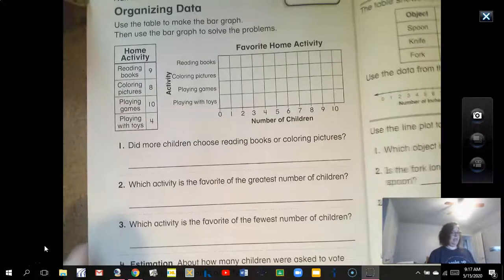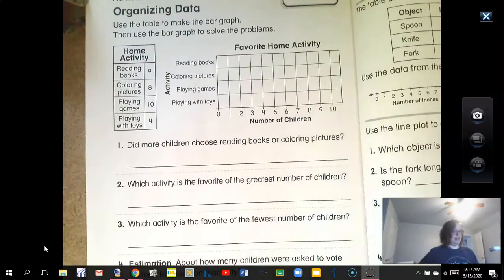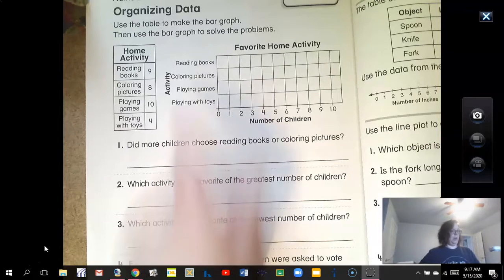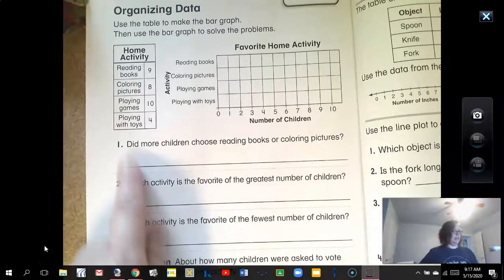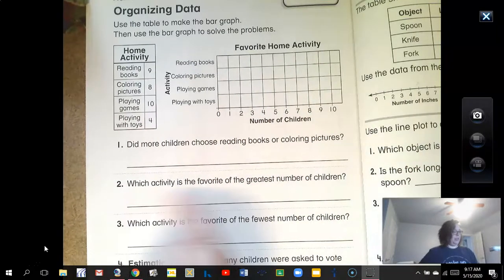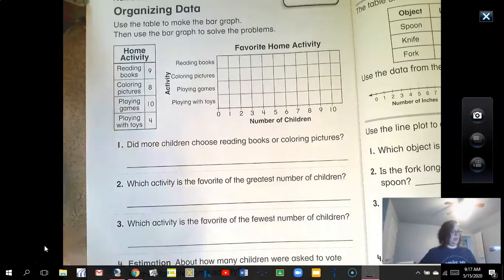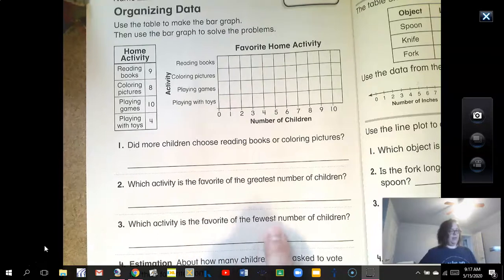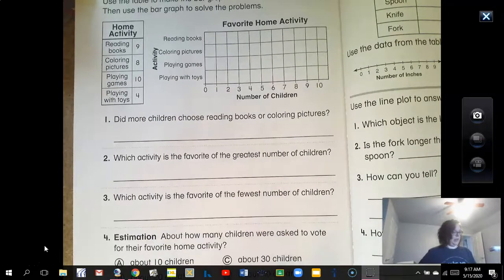And on the back, here's your data or your information that you'll be placing in there and drawing your bars horizontally. And did more children choose reading books or coloring books? You have a long line, so you could say more children chose blah, blah, blah. Which activity is the favorite of the greatest number of children? So you want to find the one that most children chose, what activity. And which activity is the favorite of the fewest number of children? So fewest. So make sure you circle fewest and greatest.